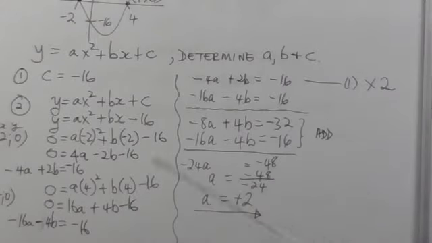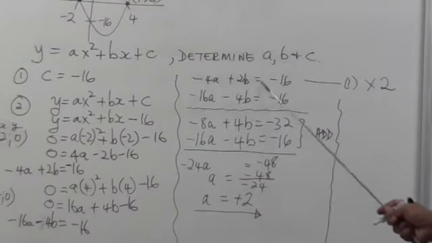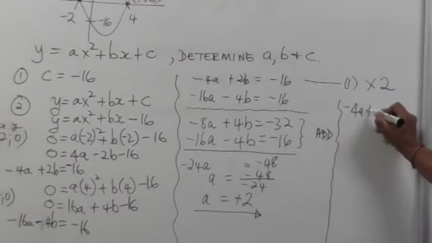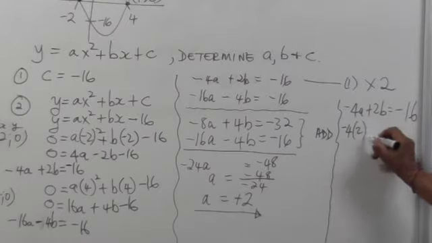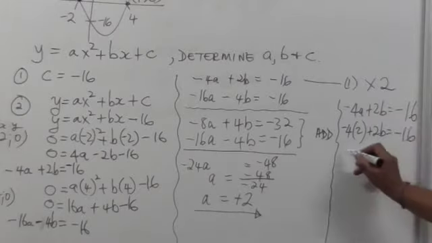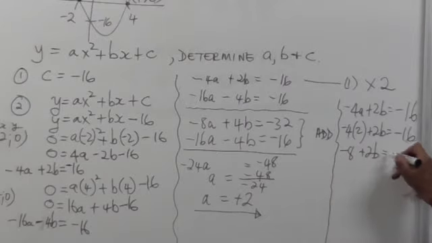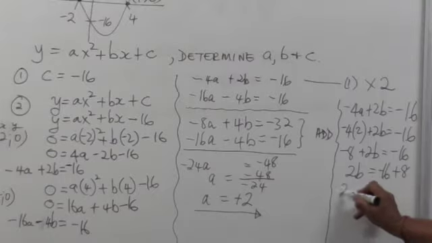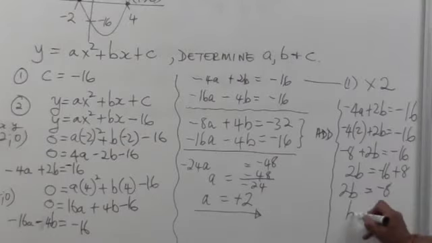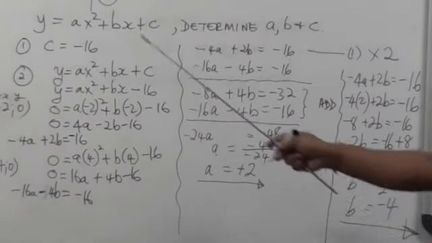Now, we have found c, we have found a, we only have to find b. But we know that minus 4a plus 2b is equal to minus 16. We know that a is 2. So minus 4 into 2 plus 2b is equal to minus 16. Minus 8 plus 2b is equal to minus 16. 2b is equal to minus 16 plus 8. 2b is equal to minus 8. B is equal to minus 8 over 2. B is equal to minus 4. So we have found A, B, and C.